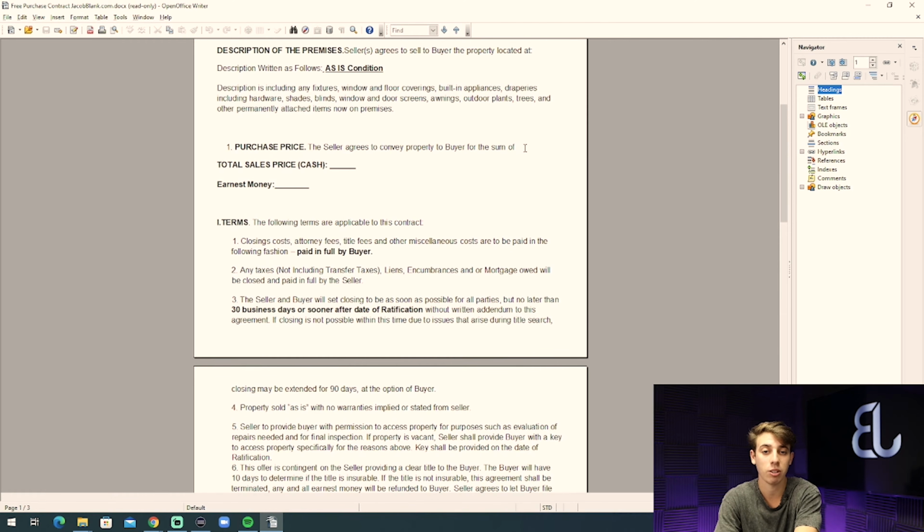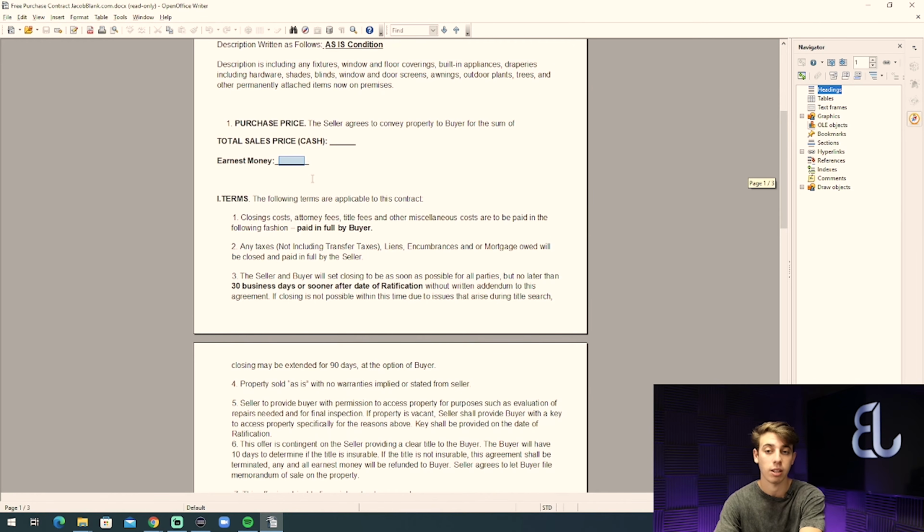This is where you're going to put the purchase price right here and put it here again. You're also going to put the earnest money. Earnest money is a deposit that you will make to title in order to open up escrow. Every contract, in order for it to be binding, has to have some sort of consideration. So that's earnest money. You can do $10, $100, it doesn't matter.